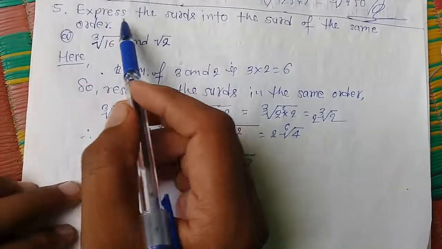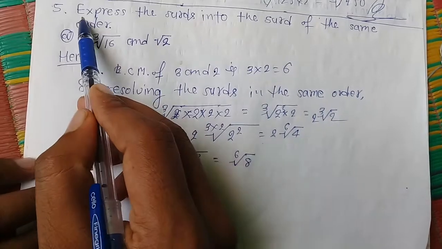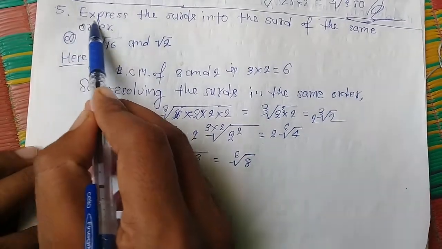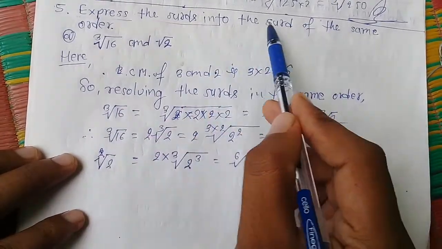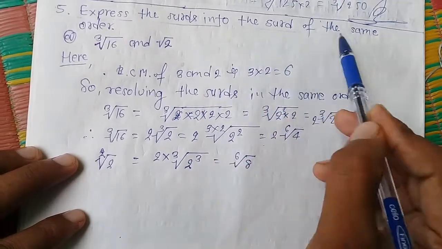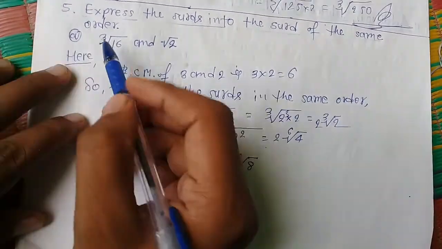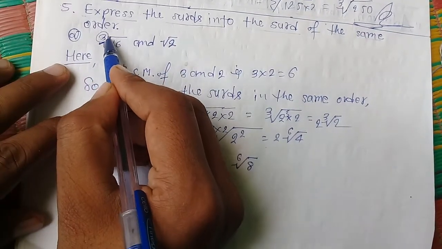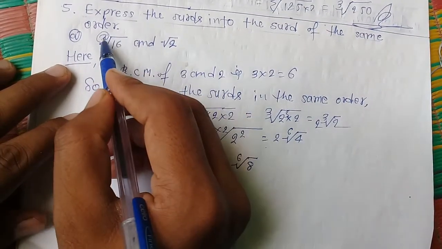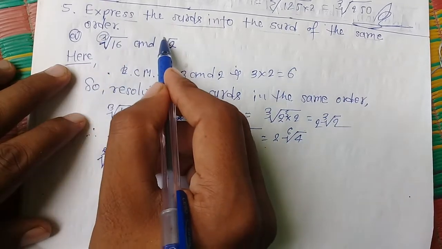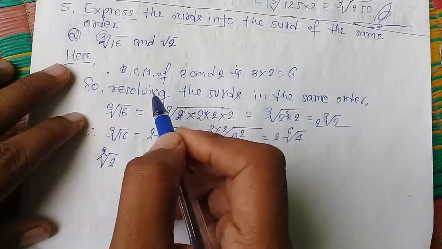Now Surds part 6 continues. Another type of question is to express the surds as surds of the same order. That is, this index is called the order. Here the orders are 3 and 2. So how do we convert them to the same order?